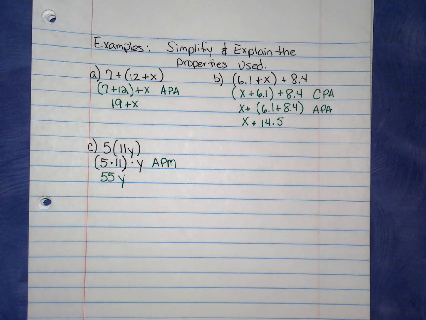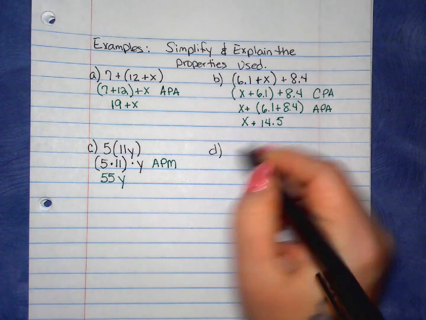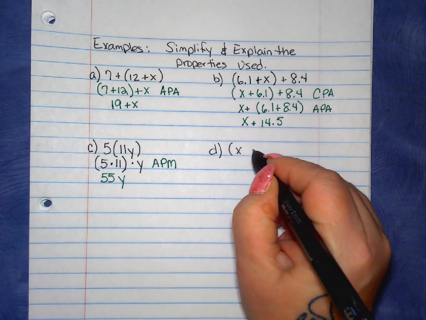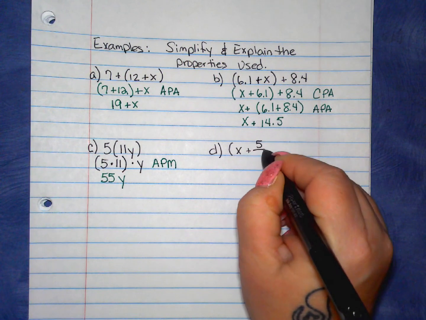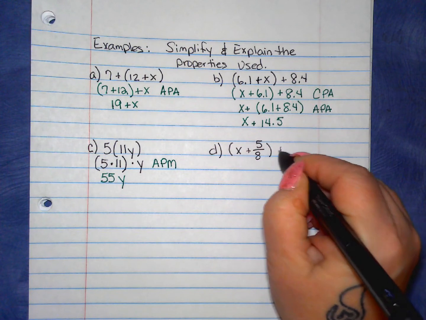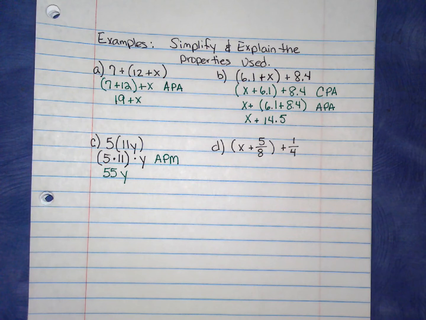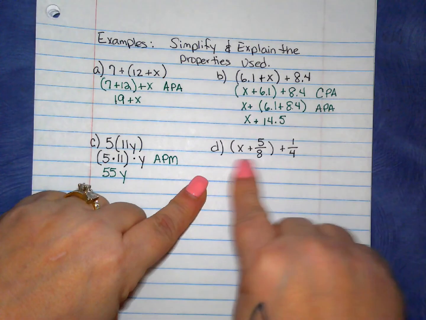All right, let's do another. D. I've got x plus 5/8 plus 1/4. All right, we have to figure out what we can do. It's all addition, and I see my grouping. I can't do anything in this grouping, so I can't simplify.